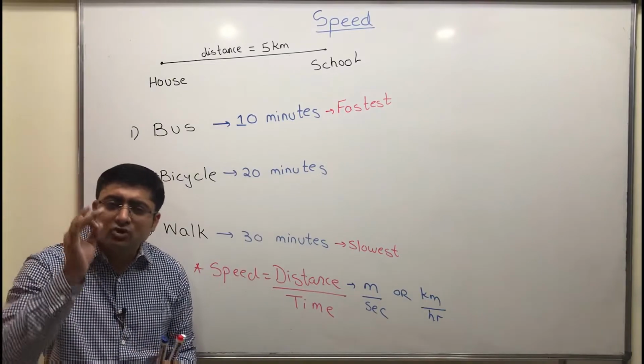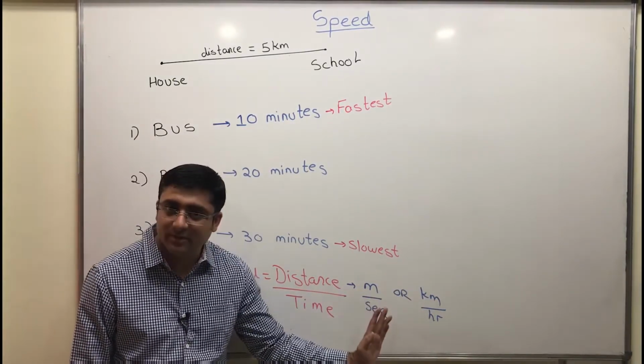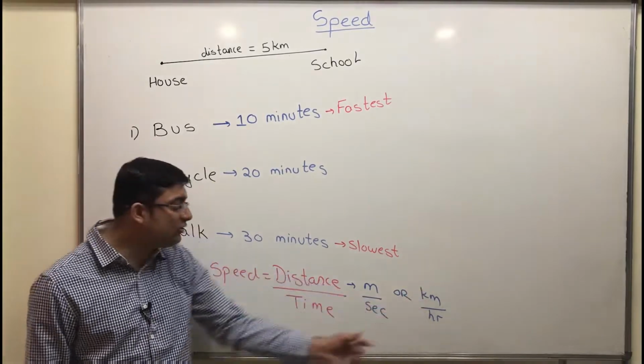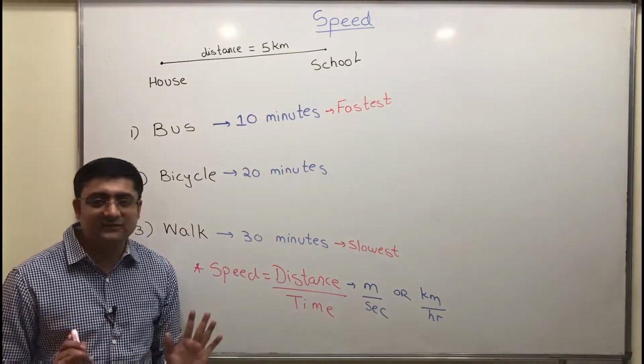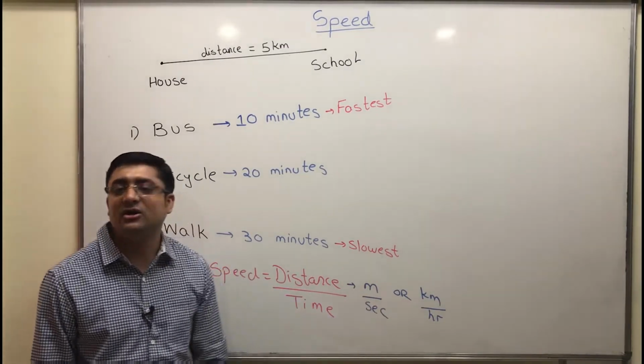So the two most commonly used units of speed are either meter per second or kilometer per hour. These are commonly used units. You can also write centimeter per minute. That is fine. But generally we'll always give the answer either in meter per second or kilometer per hour.